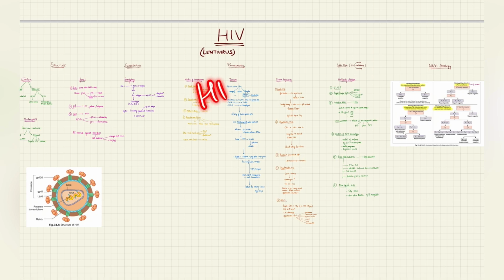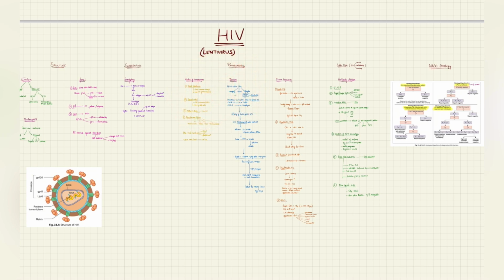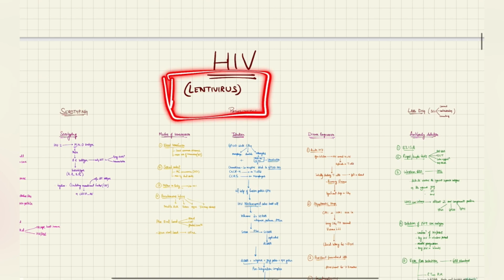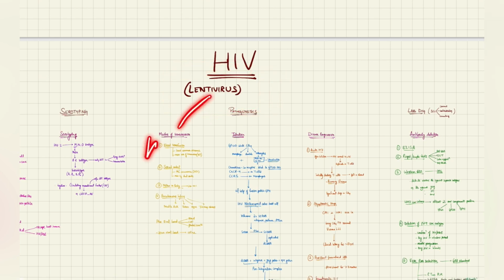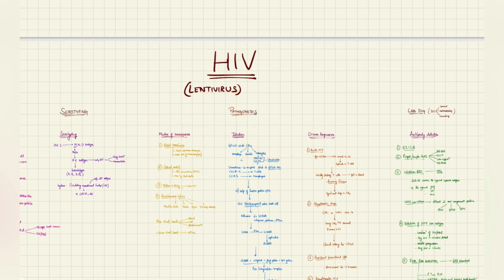And today we're going to talk about a very important microorganism, probably one of the most important, which is the HIV, human immunodeficiency virus. It is part of the family lentivirus, and it is of two main types, HIV-1 and HIV-2. Out of these, HIV-1 is the more pathogenic and more important form to us.